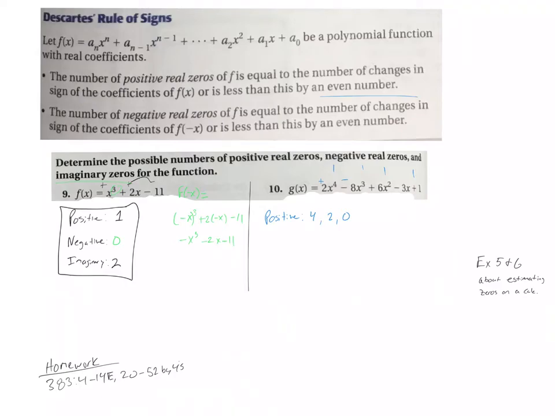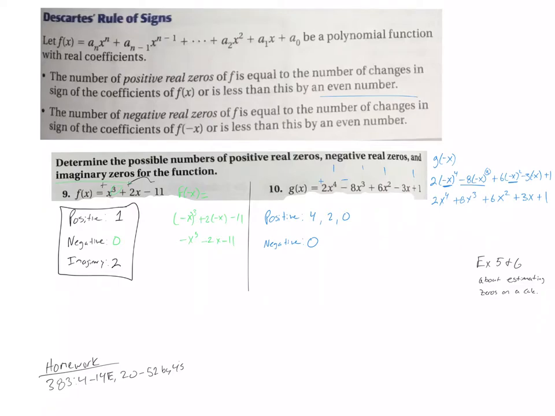Then we'll need to plug in and find out what g of negative x is equal to. Now this negative x to the 4th, since it's the 4th power, it's just going to come out to be 2x to the 4th still, because it's an even number. This one's going to change the sign, so it's going to be plus 8x cubed, because again it's an odd number. This one's going to come out to be positive still, so it's going to be plus 6x squared, because again, even exponent. Plus 3x plus 1. So notice there's no sign changes, all of them are positive, which means that there will not be any negative real zero.